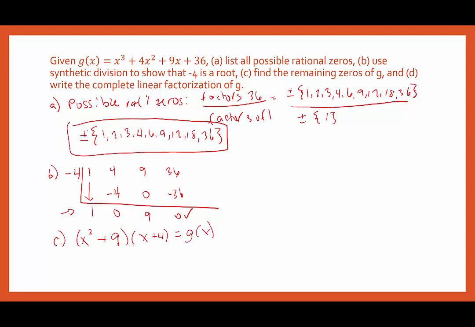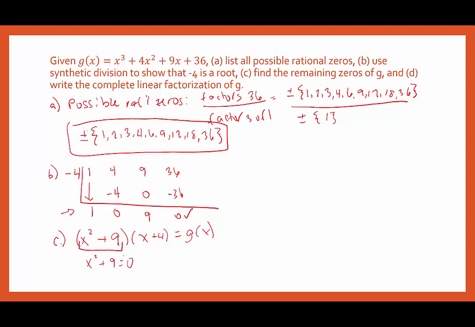So g of x is partially factored now, but we still are supposed to be finding the zeros and writing the complete linear factorization. I know that what I just wrote is not linear, because the x squared is not a linear term. So to find the remaining zeros, we're going to take the other factor, this one, and set it equal to 0.